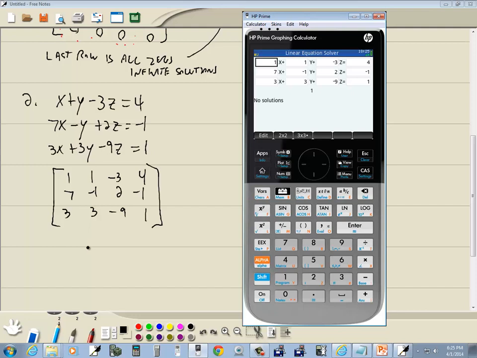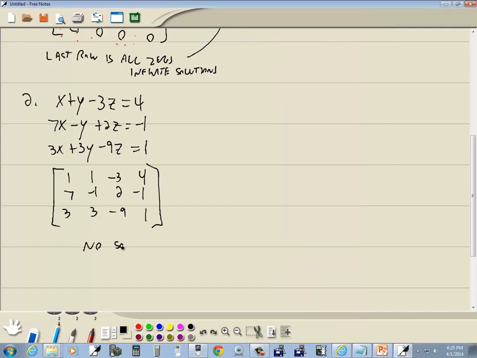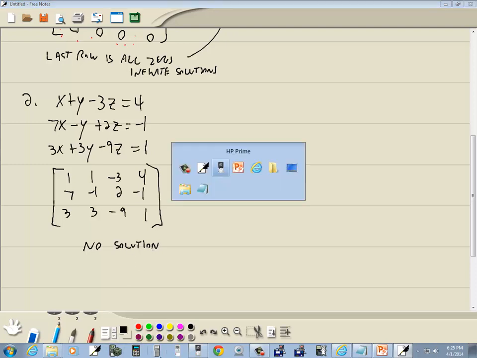Now, I've never seen it written any other way in books. They'll always just write no solution. Sometimes they call it inconsistent. Let's show how to do it with the REF.